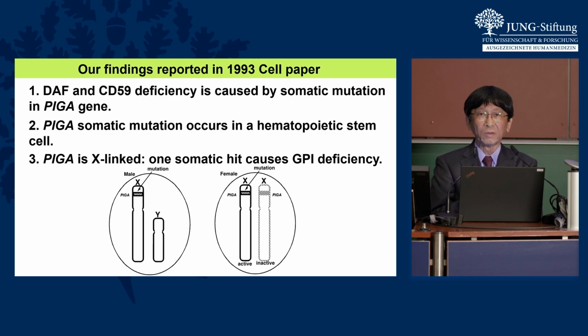Then we found that PIGA is an X-linked gene. This means one somatic hit causes GPI deficiency. In male stem cells, of course, there is only one PIGA gene, so one somatic hit immediately causes the GPI deficiency, making the GPI-deficient clone of the stem cell. In the female, there are two PIGA genes, but one of them is inactivated by X chromosome inactivation. So if the somatic hit is to the active allele, then again one hit causes GPI deficiency. So this is our finding in 1993.